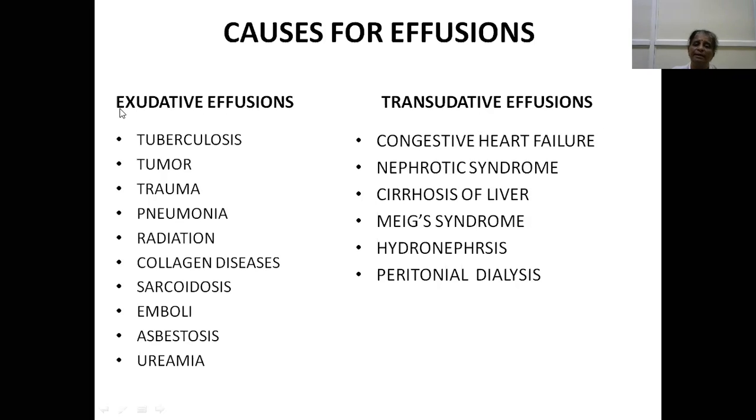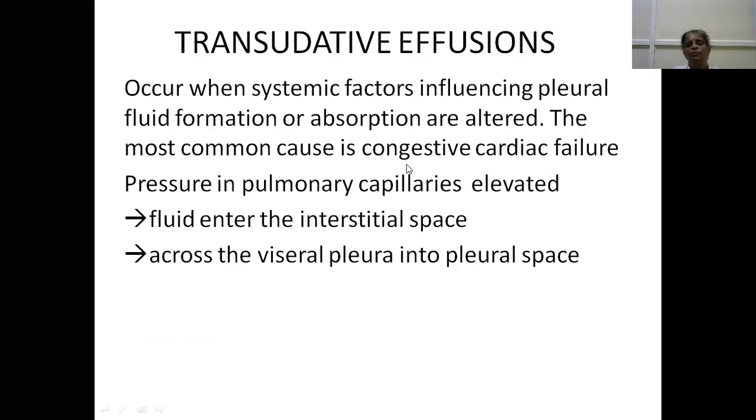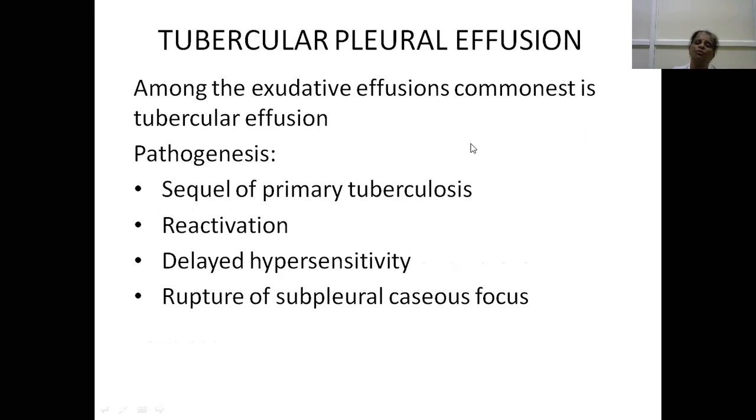can occur. In case of exudative effusions, the commonest is tuberculosis. The other causes are tumor, trauma, pneumonia, radiation, collagen diseases, sarcoidosis, emboli, as well as leukemia. All these are the causes for exudative effusions, but commonest is tuberculosis. Similarly, for transudative effusions, commonest is CHF. Tubercular effusion is commonest in exudative effusions.